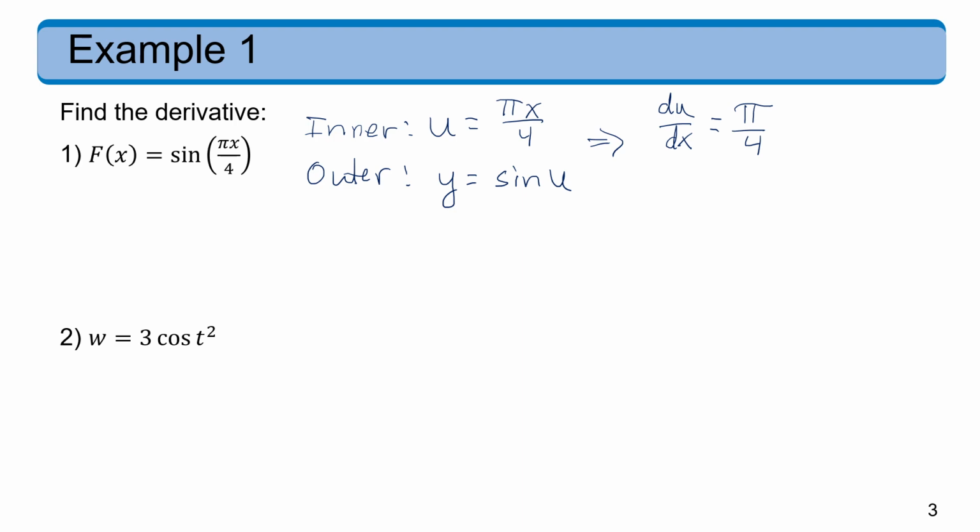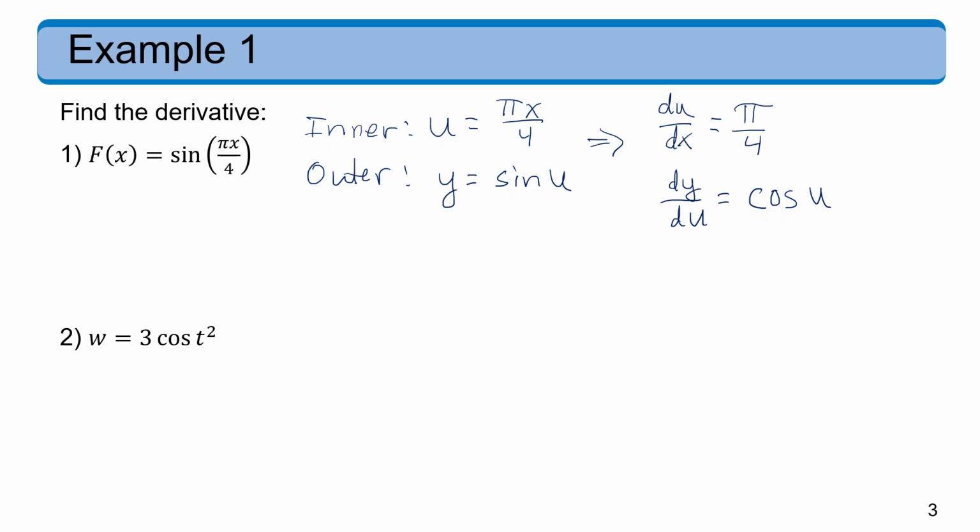And then from the second formula, you can see y is given as a function of u. So the derivative would be notated dy over du. And we know the derivative of sine is cosine, so this would be cosine of u.